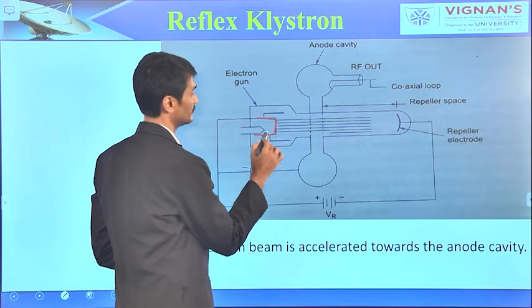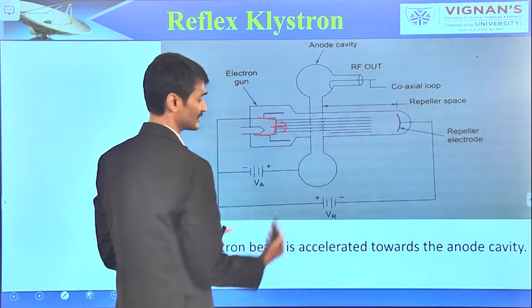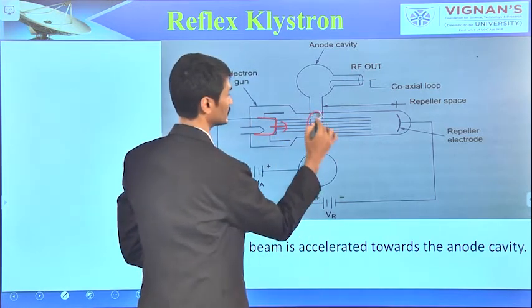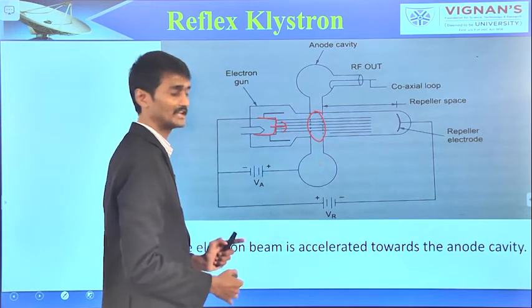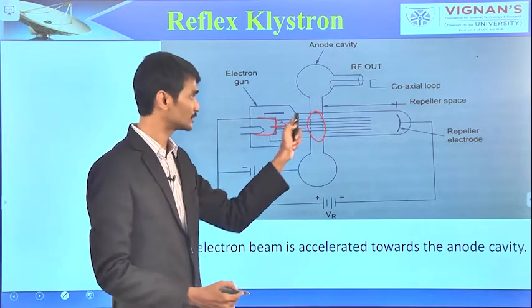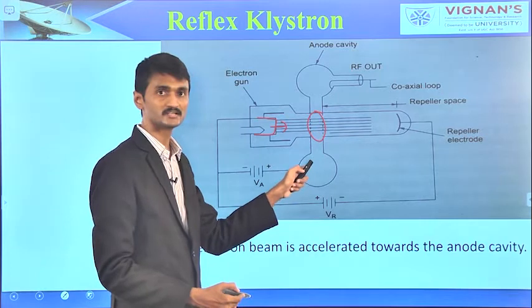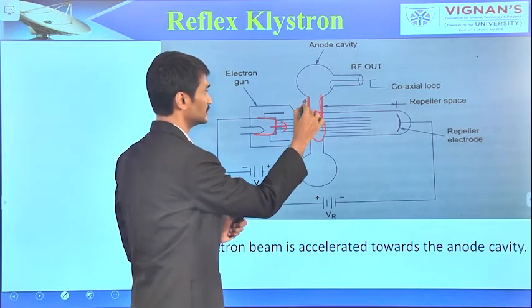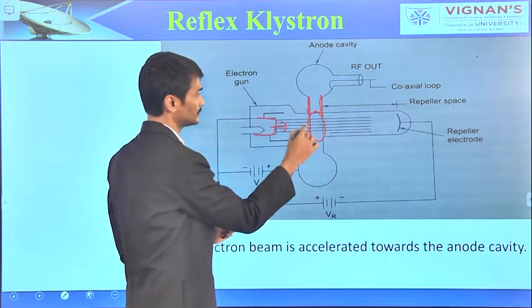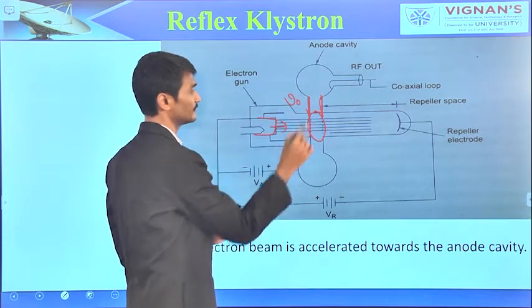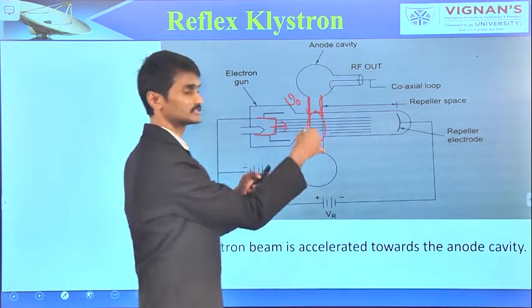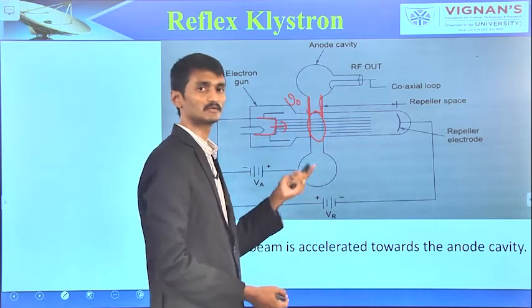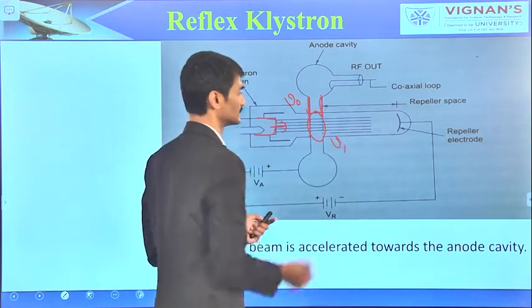So the electron beam will start here and is accelerated towards this anode cavity. Here there are two grids. Please remember, up to this point the electrons are moving with the velocity v0. After that, we know the velocity is v1.